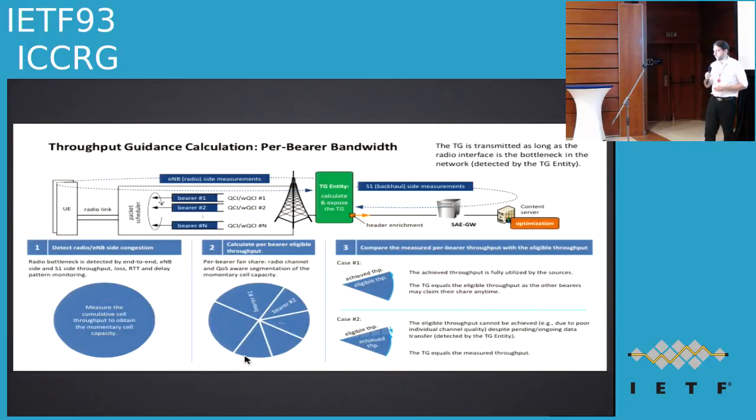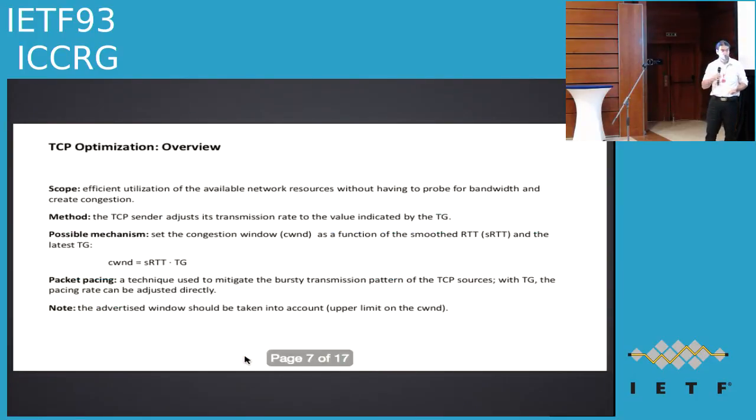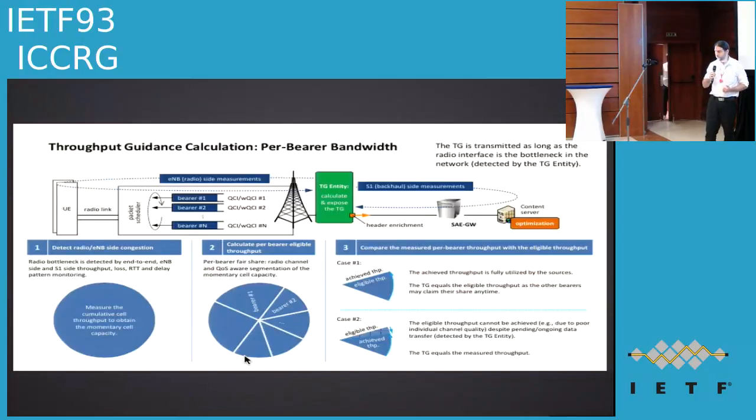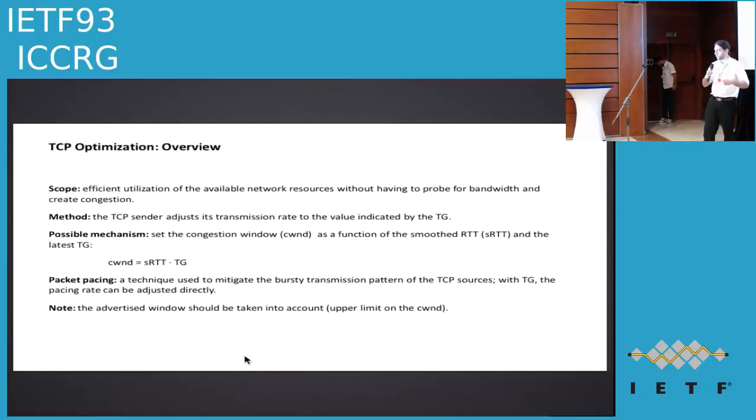Okay, then I'm going to talk about how the data source can utilize this information. So first, on the TCP level, what you can do is skip the slow start, skip this fluctuation during the congestion avoidance, just send at the rate which you are told. How can you do it? Adjust the congestion window based on the RTT and the data rate. So effectively, get the data rate and you can stick to it.